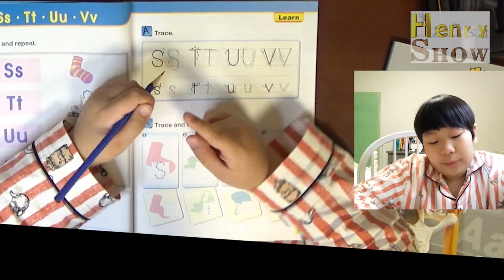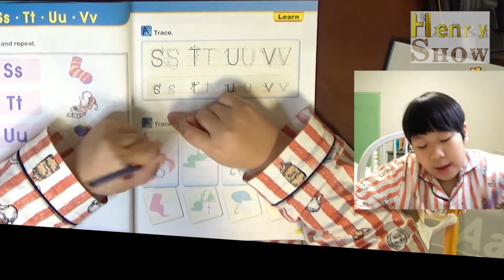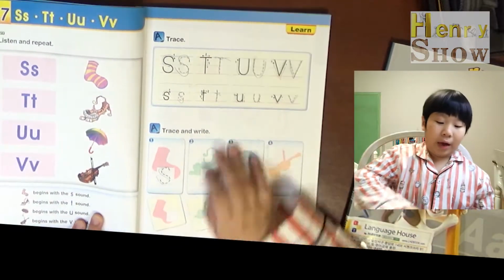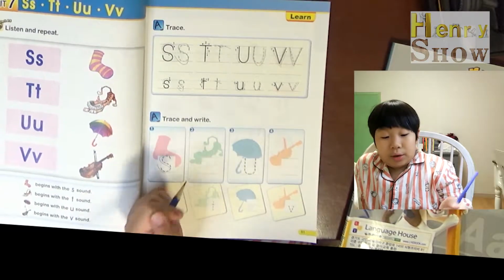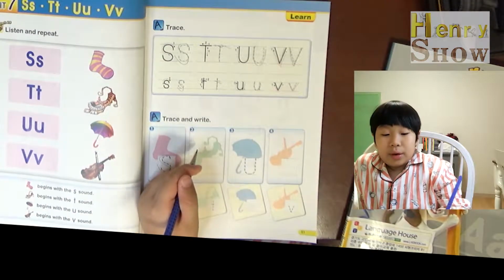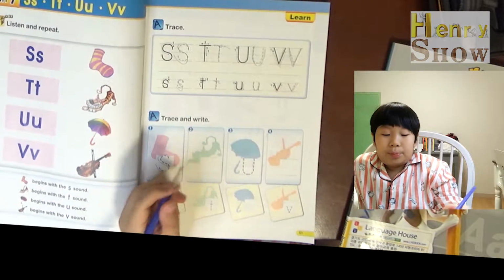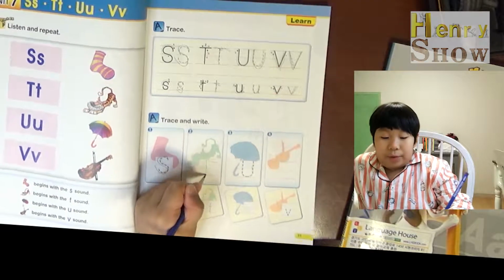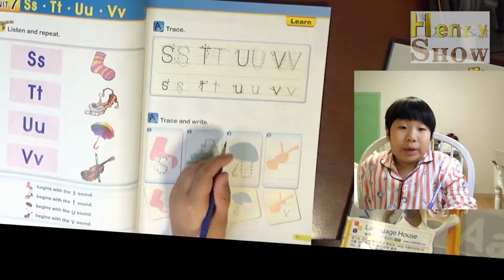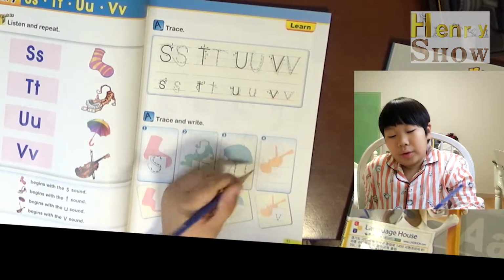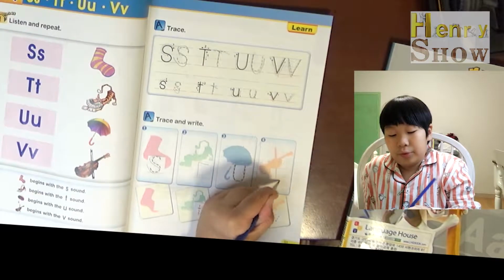Trace and write. This is a sock. Sock begins with the S sound, so we need to write capital S. And what do you think this is? This is a tiger. This tiger is small and this tiger is big, so that's right, capital T. Umbrella begins with the U sound. U. Number four, violin. Violin begins with the V sound.